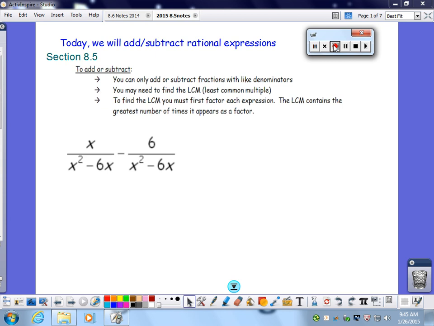You may need to find the least common multiple. And finally, to find the least common multiple, you must first factor each expression. The least common multiple contains the greatest number of times it appears as a factor. And I'll illustrate this in a moment.